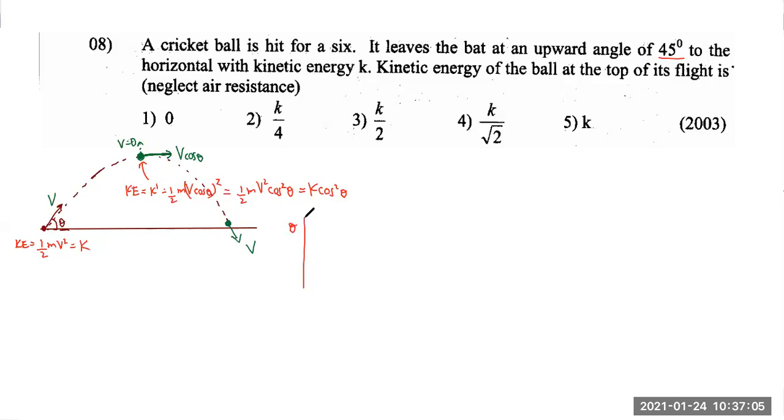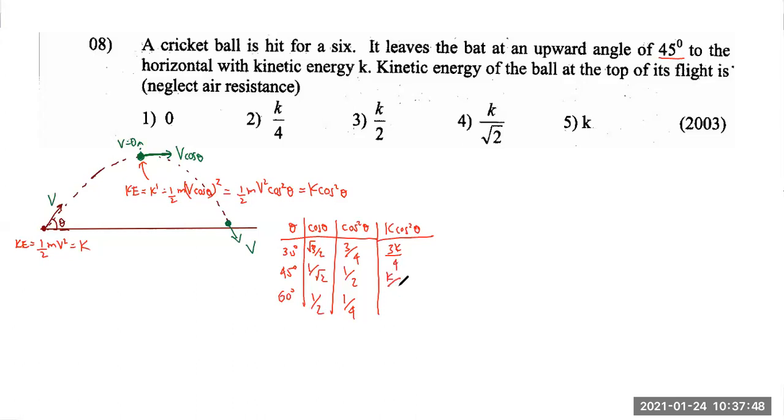Now, when theta is 30 or 45 or 60, we can think of the values. Cos theta for 30 is root 3 by 2. For 45, it is 1 over root 2. For 60, it's half. So what about cos square theta then? Cos square theta here will be 3 over 4, 1 over 2, and 1 over 4 if you square them. Yeah, right. So what is K cos square theta going to be? It is going to be 3K by 4, K by 2, and K by 4, because you just multiply K by these values.